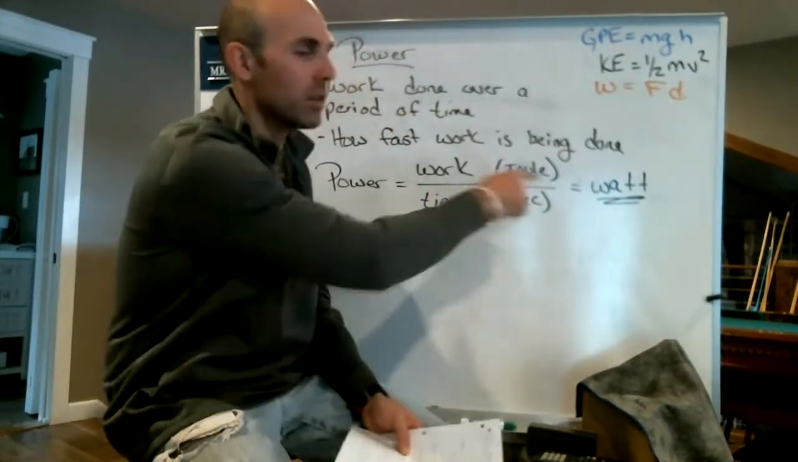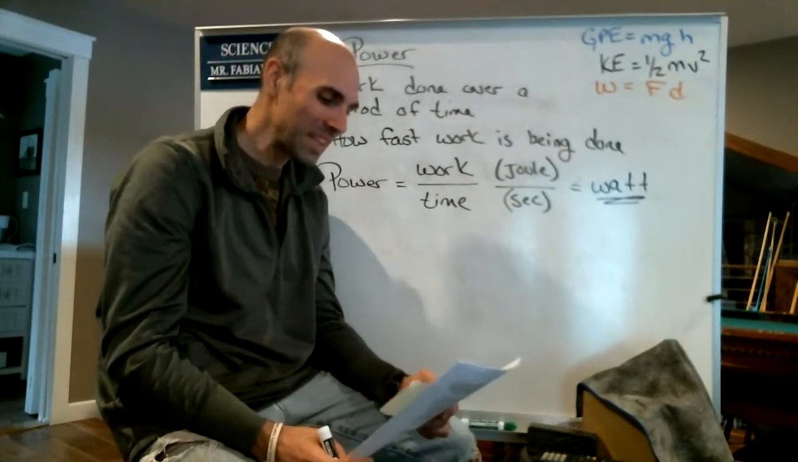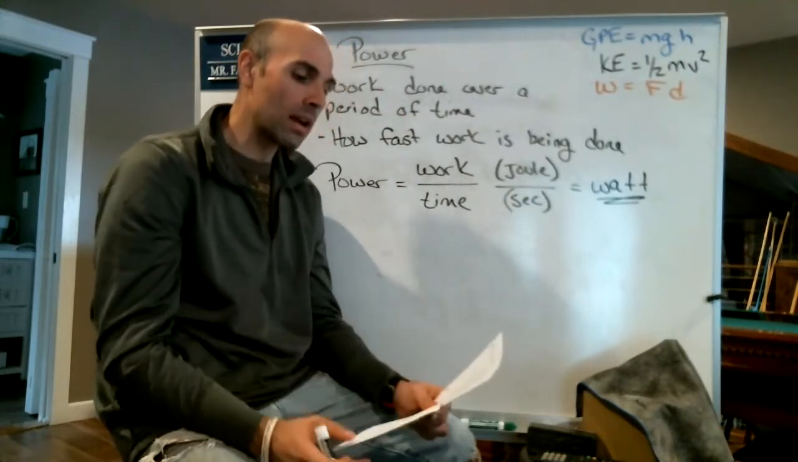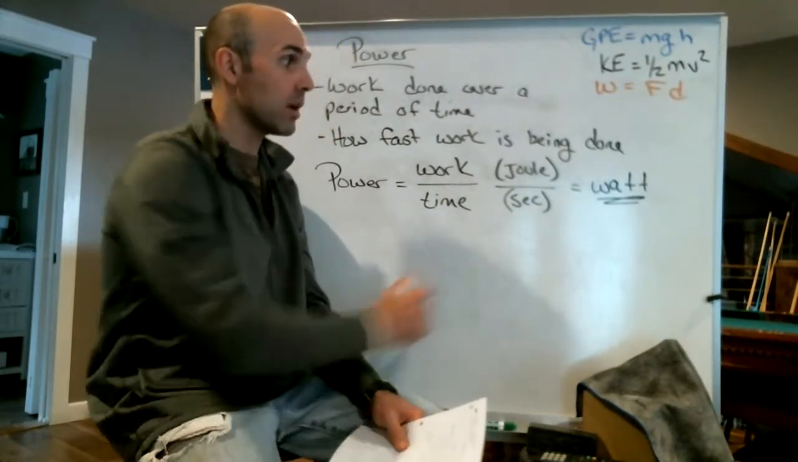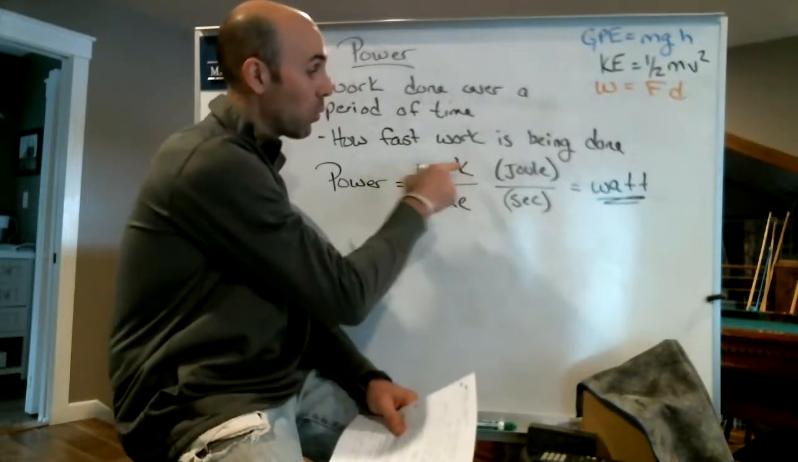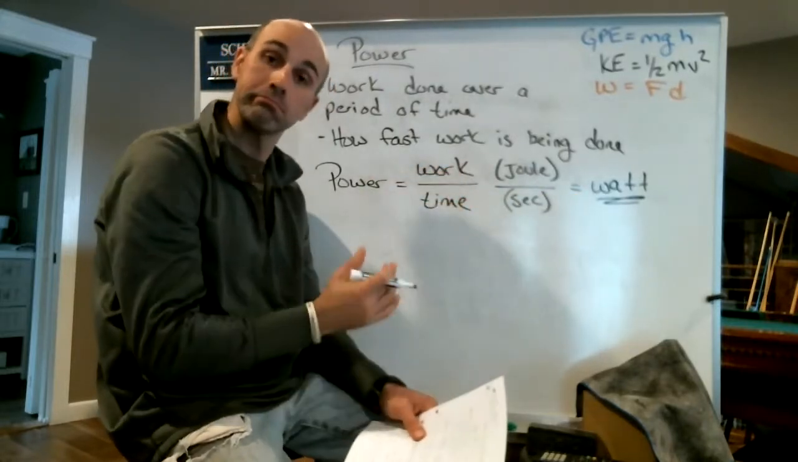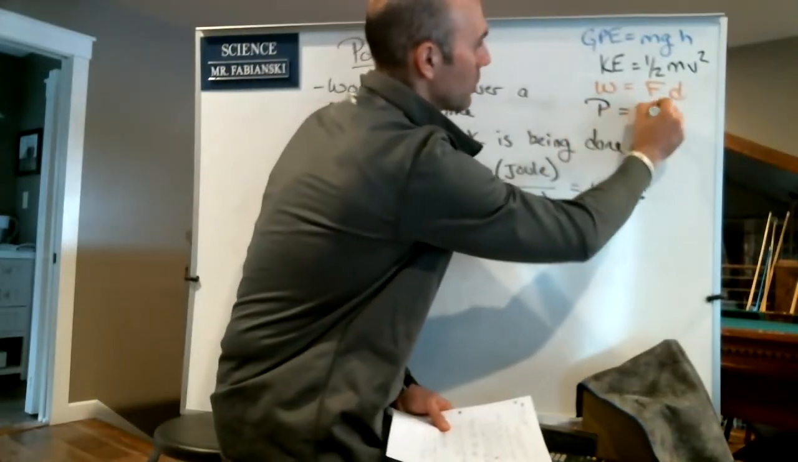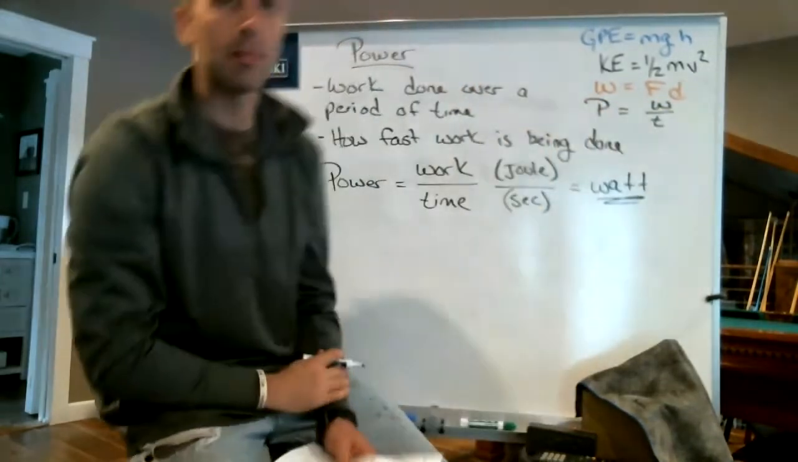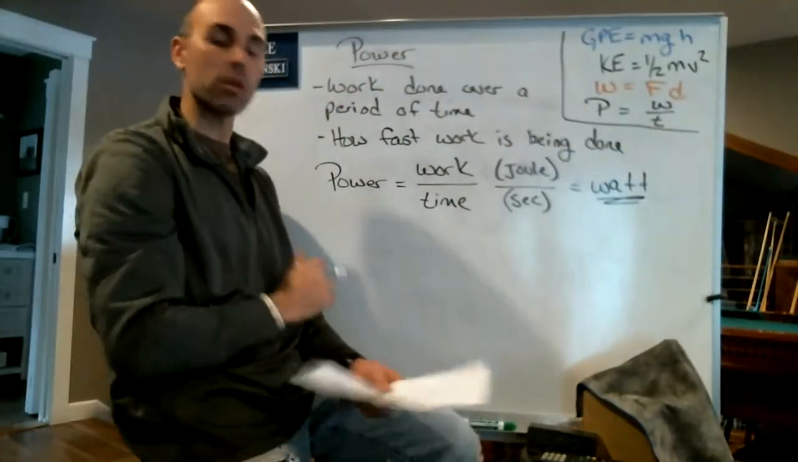I'm just kidding. The real unit is watts. Okay. So 1 watt of power is when 1 joule of work is done in 1 second. Okay, so now we have our 3 equations. Power equals work over time. Boom, right there. Our 3 very important equations.